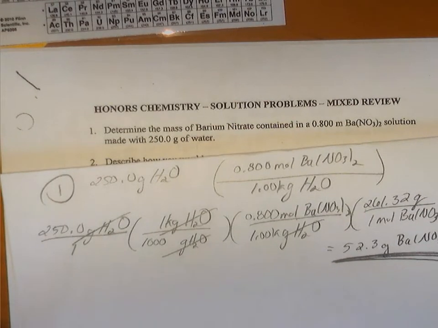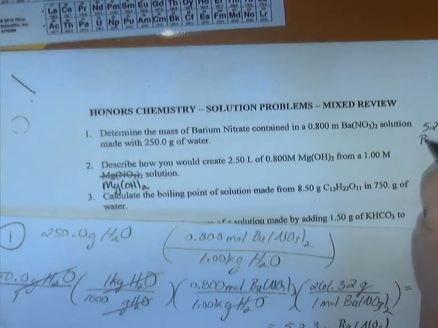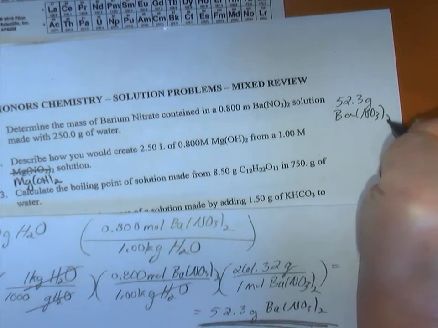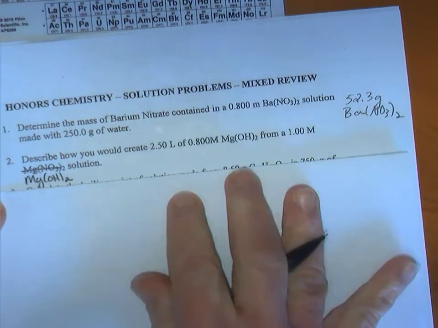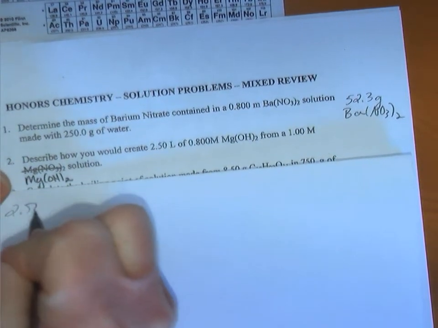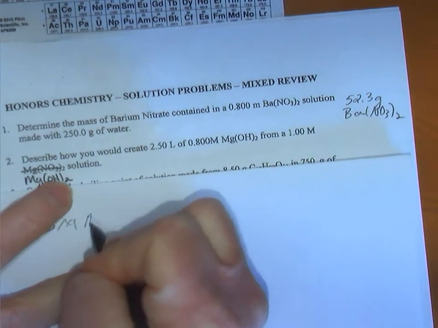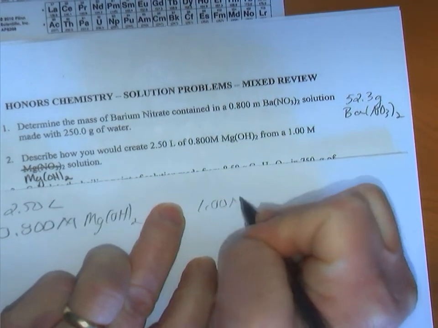Okay, now let's go to number 2. Just get some more paper. All right, so I'll go ahead and log my answer. So if you want at the end to just go back and check the answers, they'll be here. Okay, describe how you would create 2.50 liters of 0.800 capital M, that's molarity, from 1, okay.